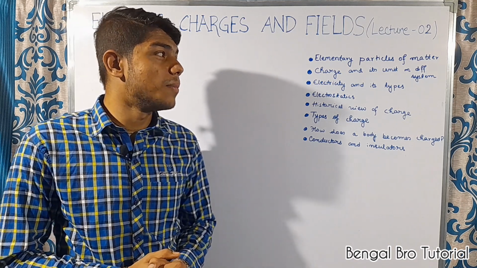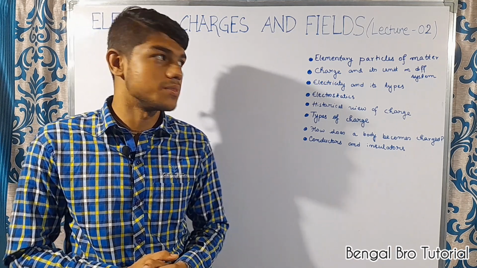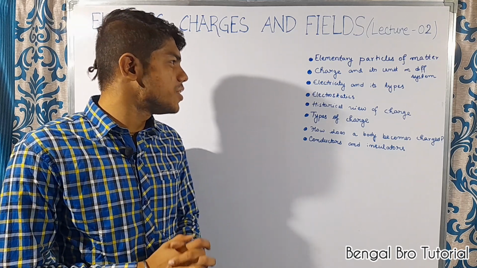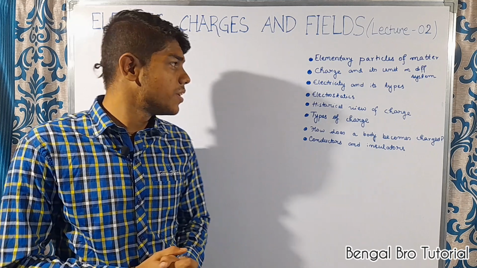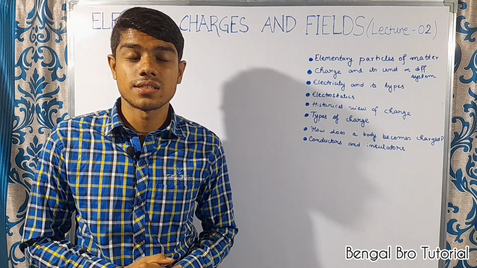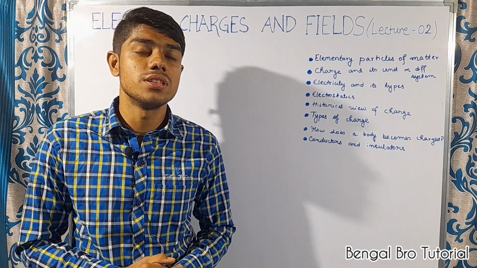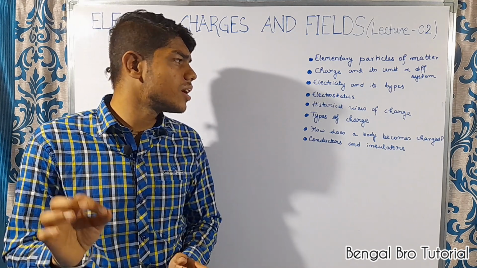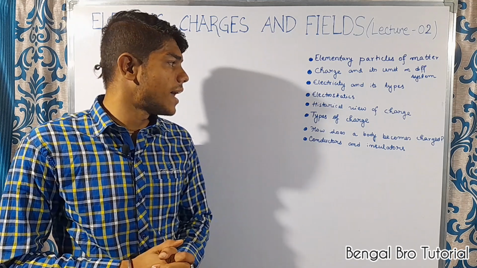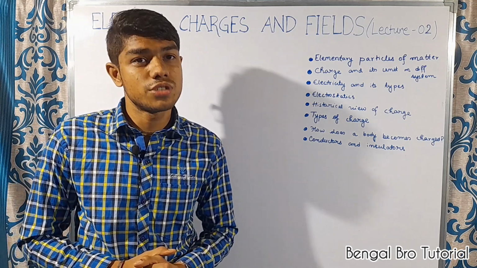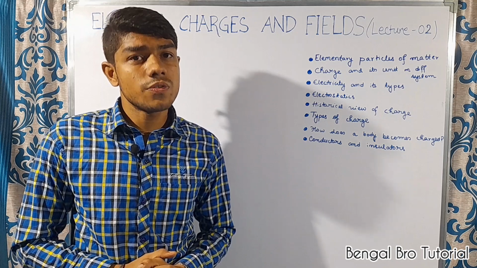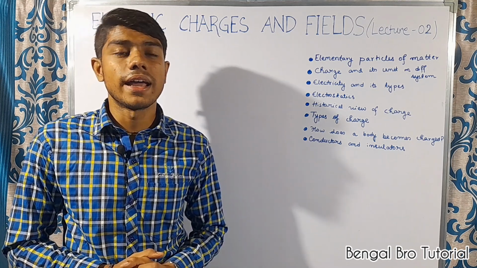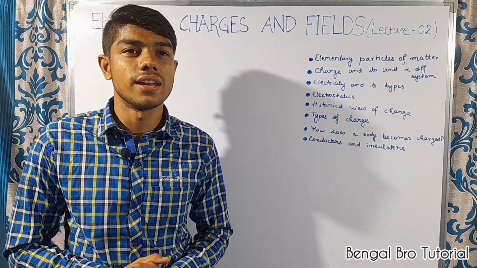And then we learned about the unit of charge in different systems. After that, we learned about the definition of electricity and its types, and then we learned about electrostatics, a branch of physics that deals with the study of charges at rest. After that, a brief historical view about charge was given to you, and then we learned about the types of charges. The two types of charges were named positive charge and negative charge by an American scientist, Benjamin Franklin.